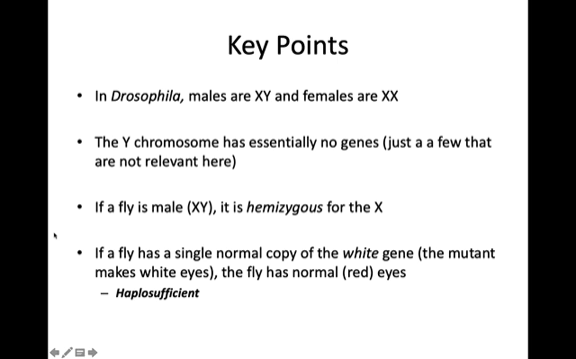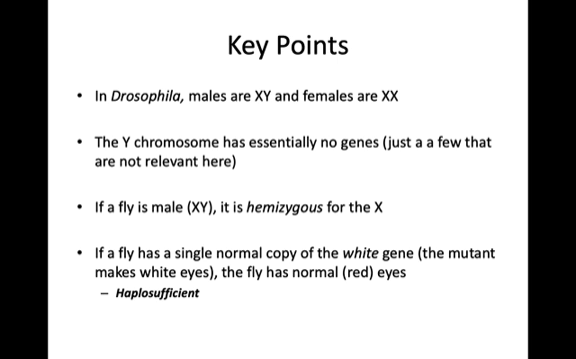And this is important and relates to what we talked about in the first class. If a fly has a single normal copy of the white gene, now when I say a single normal copy of the white gene, the mutant is what makes white eyes. So the wild type version, the normal copy, has red eyes. And that happens for males and females, right? So if a male is hemizygous for a wild type, he has red eyes. But if he's hemizygous for the mutant, he has white eyes.